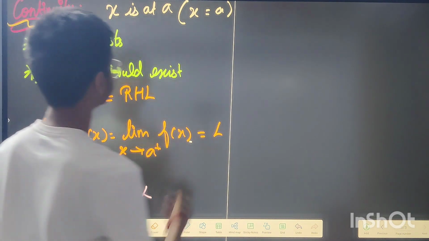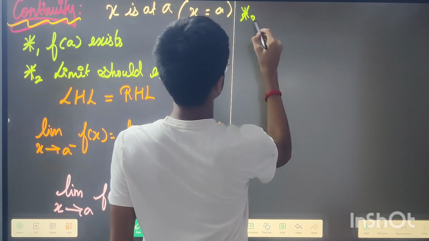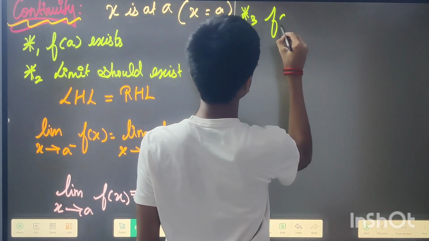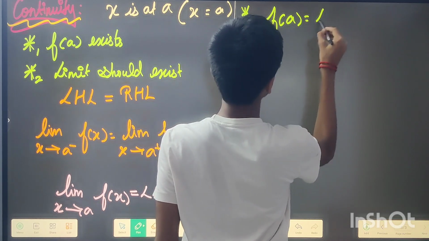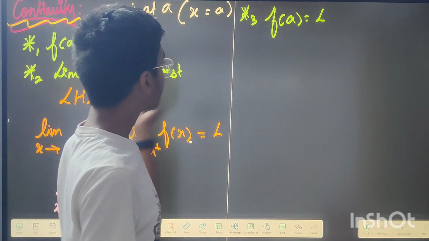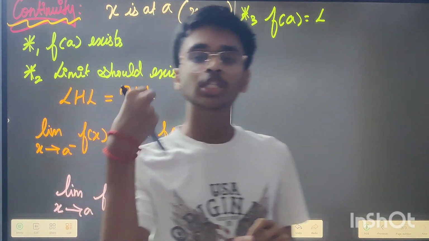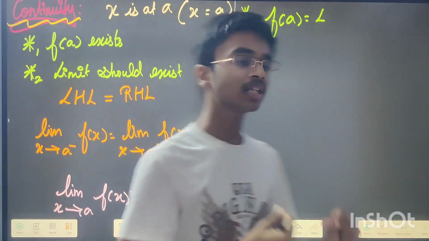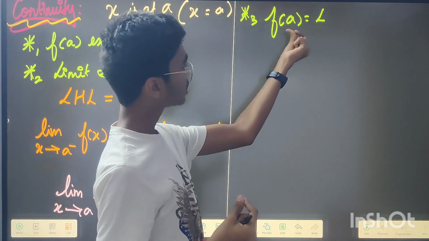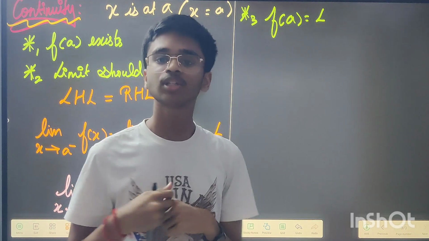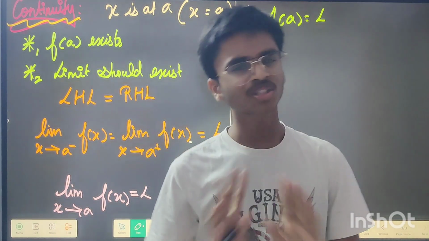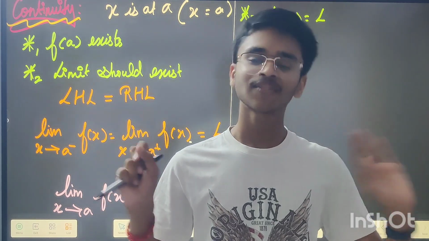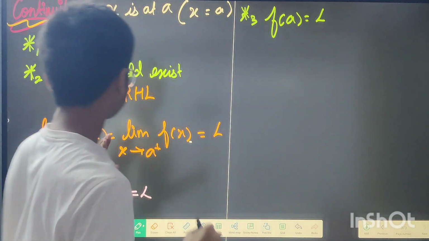Next, the third condition. The third condition is f of a. That means inside the function, you have to directly substitute this a value and then check. If you directly substitute this a value inside this function, and you get the resultant value as L, then there is no problem with that. Superb, amazing. Then we can say that it is continuous.